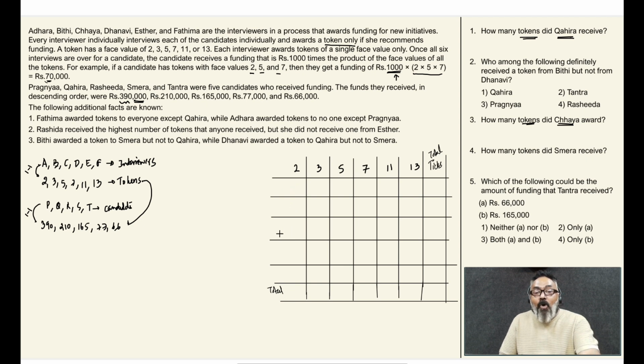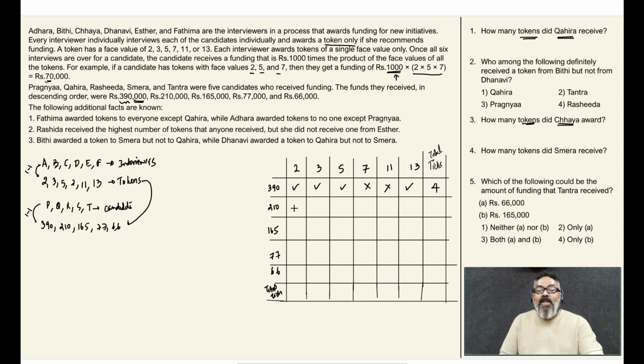I forgot to draw one line before 2, sorry. I mean, why did I not do that? Let's do it like this. Okay, now this would be total ticks. This would be 390, 210, 165, 77 and 66. 390 is what? 10 is 2 into 5, and 39 is 3 into 13. So there should be 4 ticks here. Great. And then we have 210.